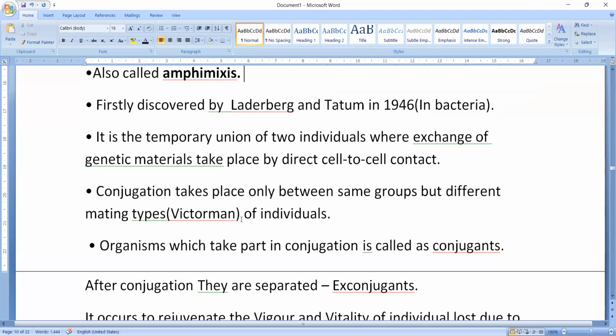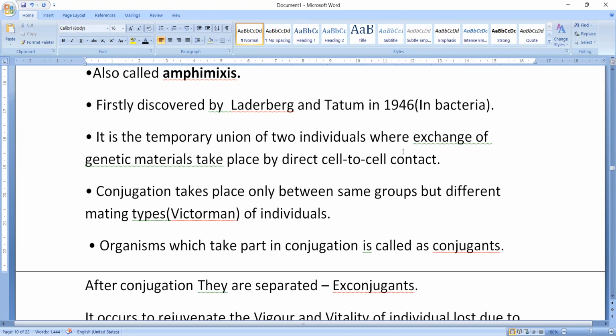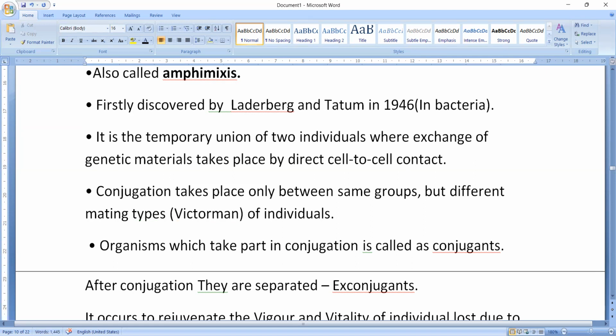Conjugation is the temporary union of two individuals where exchange of genetic materials takes place by direct cell-to-cell contact. Conjugation takes place only between the same groups, but different mating types. The male and female undergo the conjugation.